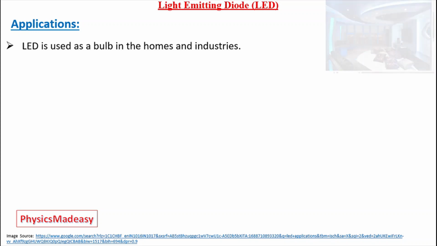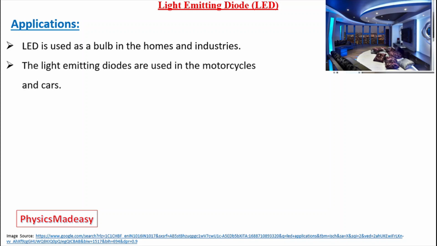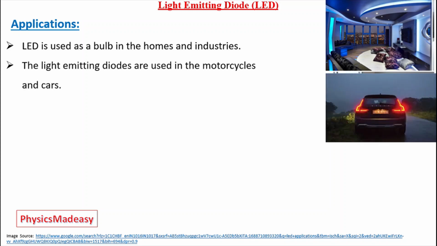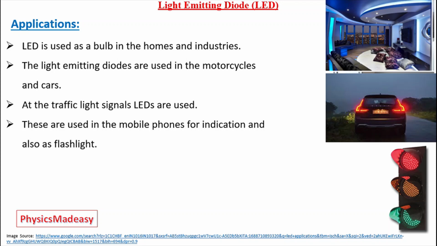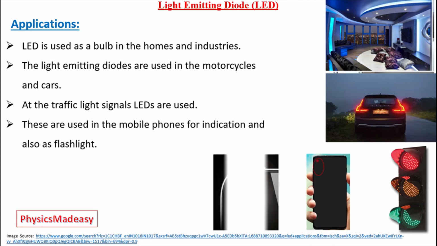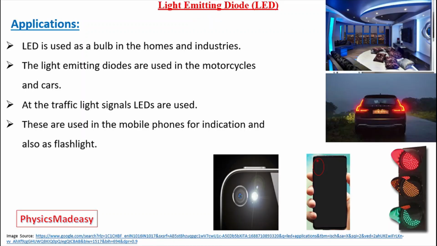Now we see the applications of these LEDs. LEDs are used in bulbs at homes and industries, and light emitting diodes are used in motorcycles and cars for designing or brake lights. At traffic signals, LEDs are used. These are used in mobile phones for indication and also for the flashlight beside the camera. So in simple terms, LEDs can be used at any place.